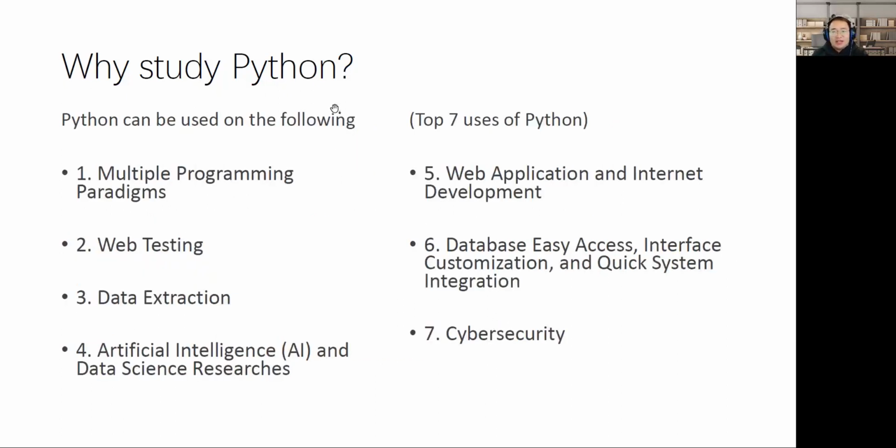Python has very wide applications, so I simply named the top 7 uses of Python. The first one is multiple programming paradigms, where we develop apps or programming functions using Python. A lot of people are doing that. Second is web testing. Many people develop web pages using Python together with HTML and other tools. And third is data extraction.